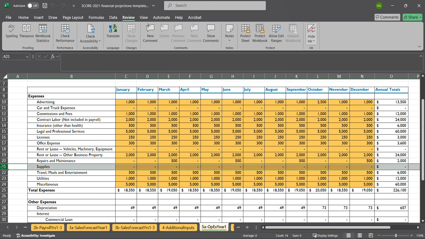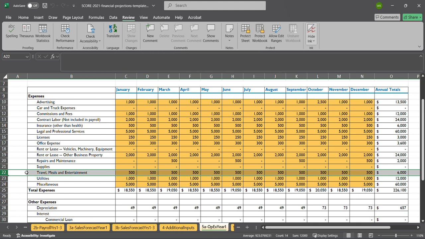Supplies could be anything like office supplies or kitchen supplies that you need. Anything that's tangible, like an actual material item, would fall under supplies. Travel, meals, and entertainment. So if you're going to trade shows, conventions, or client meetings, or if you want to order lunch for your team, sort of like team appreciation, those expenses would fall under this row.